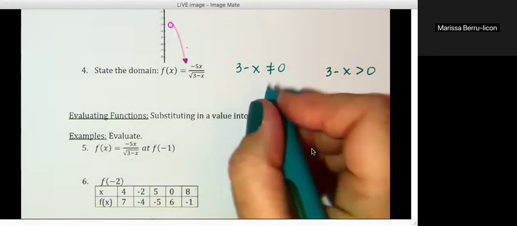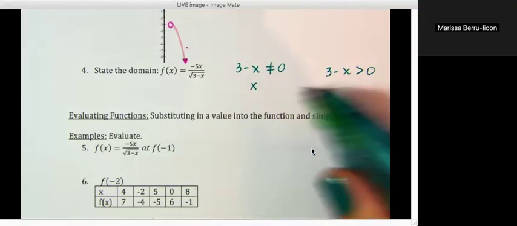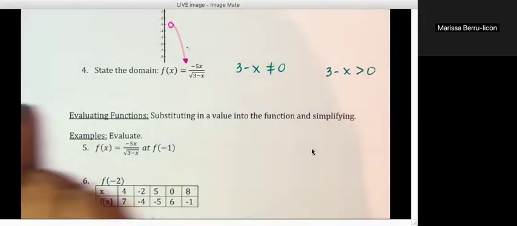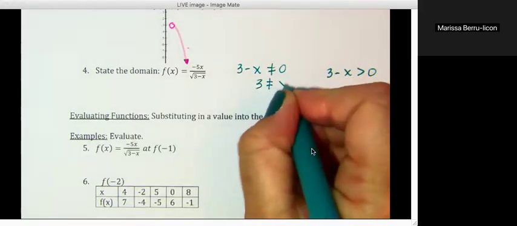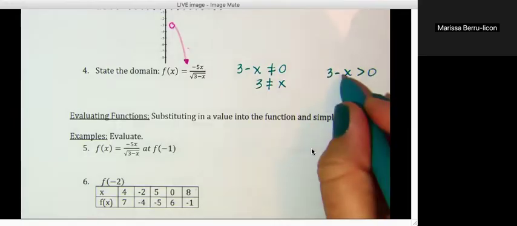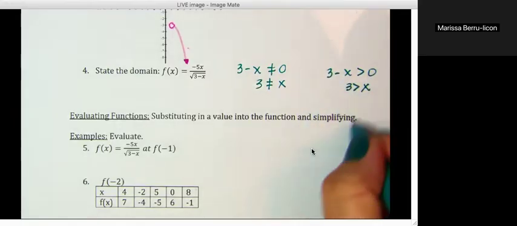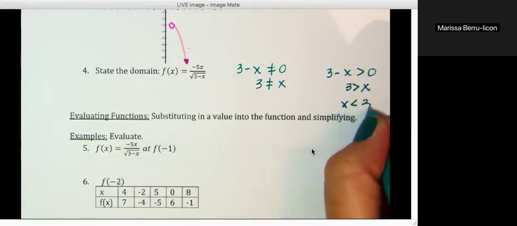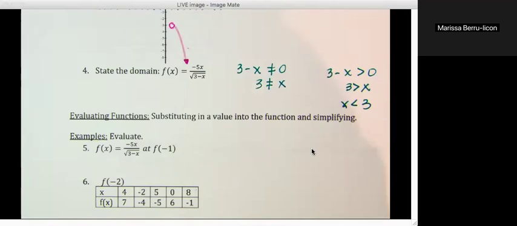What this tells me is that, if I add x to the other side, x cannot equal 3. So 3 cannot equal x. And I can add x over, and I have 3 greater than x. Or if you'd prefer to see this as x less than 3, again, the small point goes to the x and the 3 is the bigger part of the inequality. That tells us that x needs to be less than 3, but x cannot equal 3.